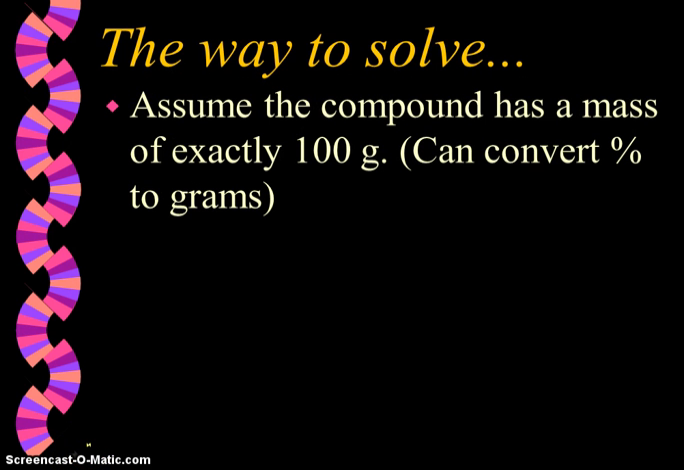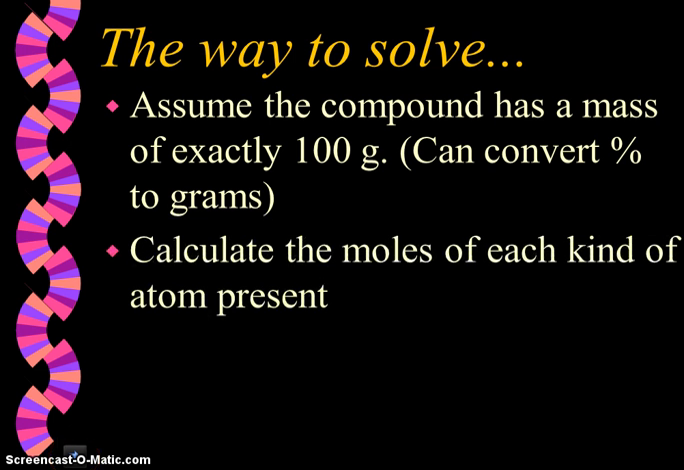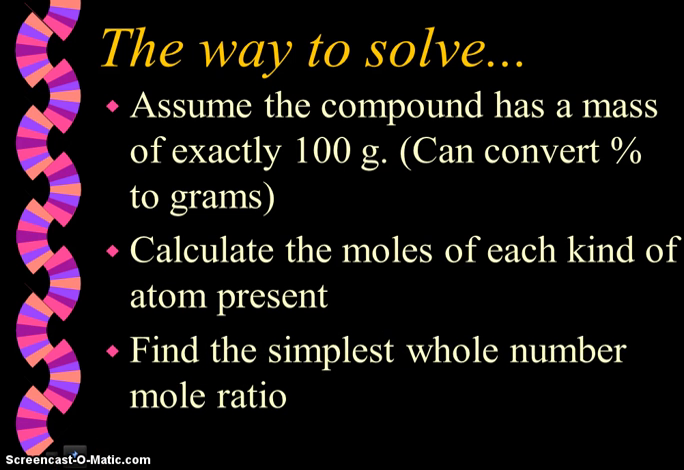We're going to assume that we have 100 grams of the compound. It's a ratio, so we could assume any amount. But if we assume we have 100 grams of the compound, the percents by mass for each of the elements in that compound will be the same as their masses. The second thing we're going to do is take the mass of each element in the compound and convert it to moles. And our last step will be to find the simplest whole number mole ratio of atoms in the compound. That will give us our empirical formula, and then we'll have to find out how many times greater our molecular formula is from our empirical formula.